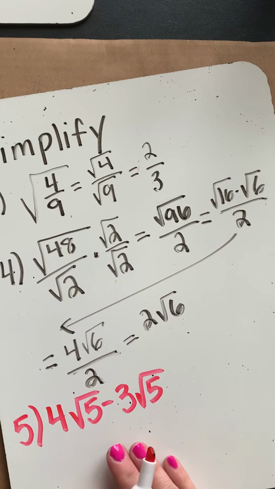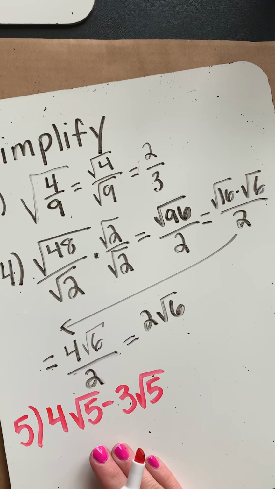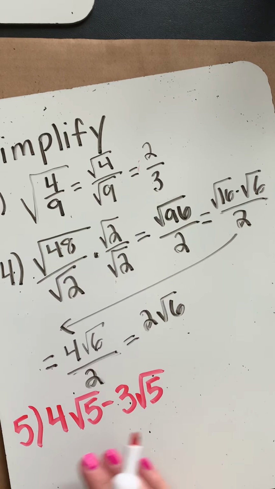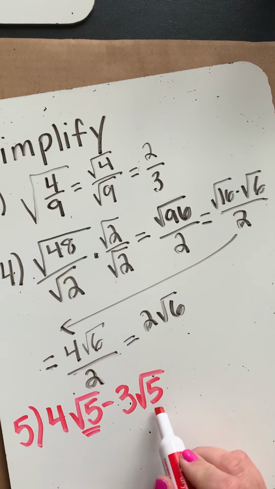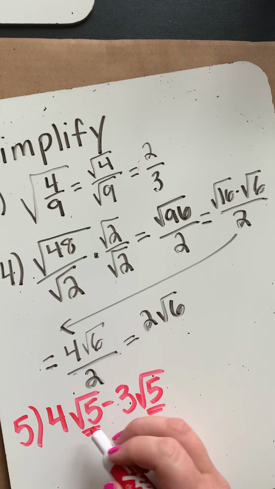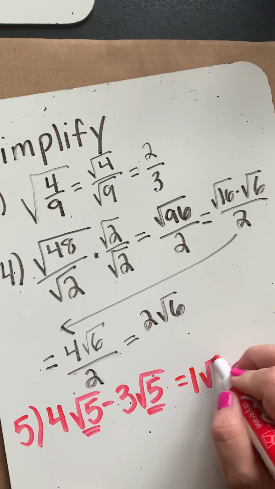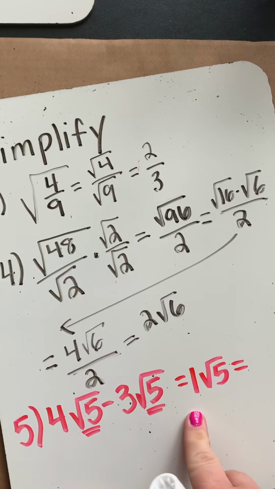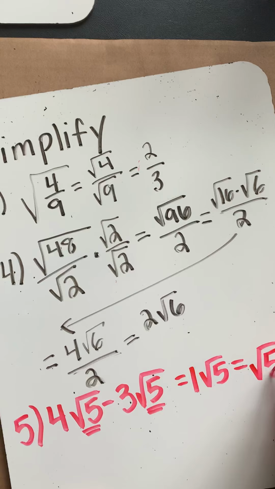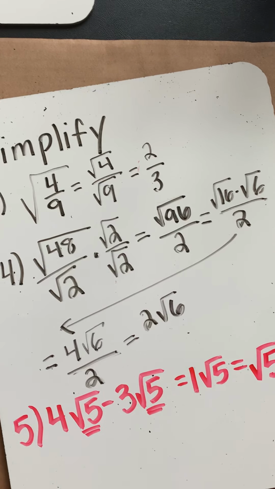Now this is different. When you add and subtract radicals, this is different than what we did up here. In order to add and subtract radicals, you have to have the same number in the square root, which we do. So all we have to do is take 4 minus 3. We get 1 rad 5. And you know, in math, we really don't put that 1 there. So it's really just rad 5. And there you go, it's simplified.